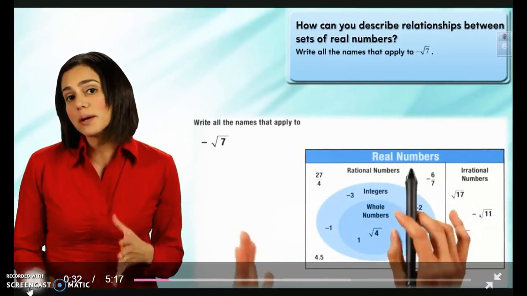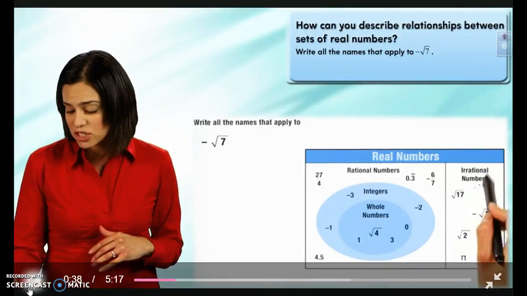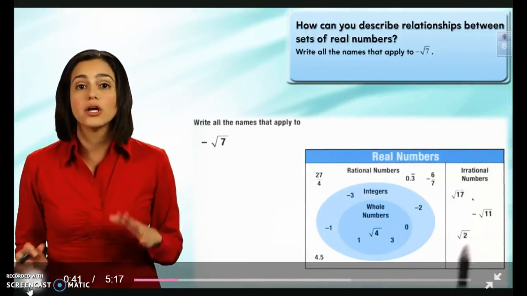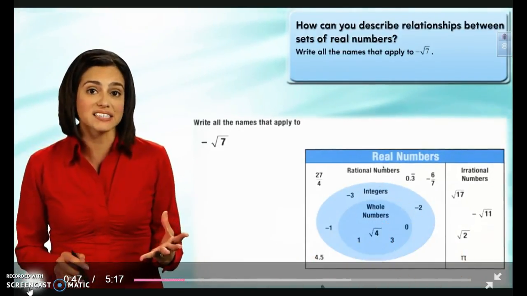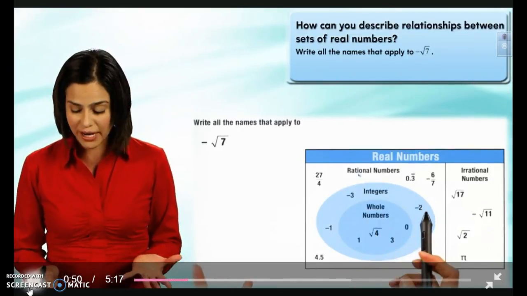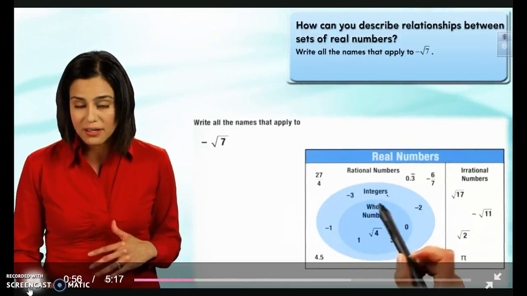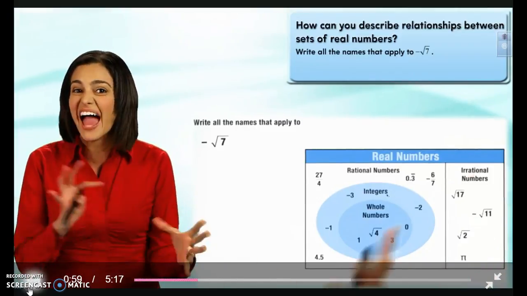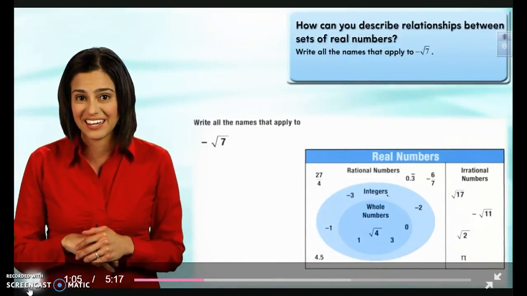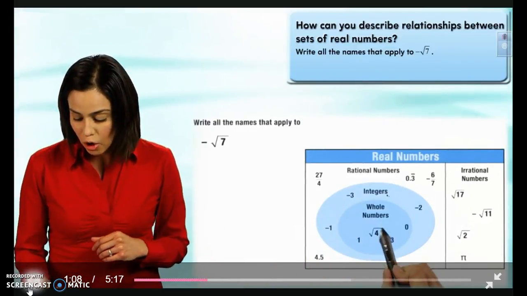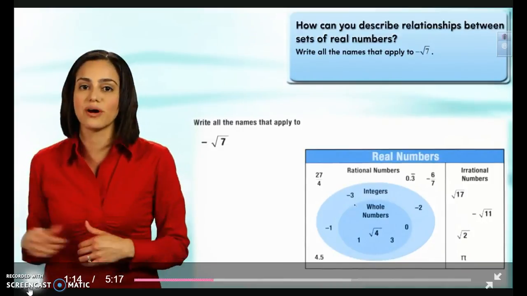Now the real numbers are divided into two subsets: rational numbers and irrational numbers. Irrational numbers are numbers that cannot be written as fractions. Rational numbers, on the other hand, are numbers that can be written as fractions. Then we have our integers. Integers are like whole numbers, but they include positive and negative numbers. Whole numbers are only positive. Whole numbers start from 0, then 1, 2, 3, 4, 5, and so on.